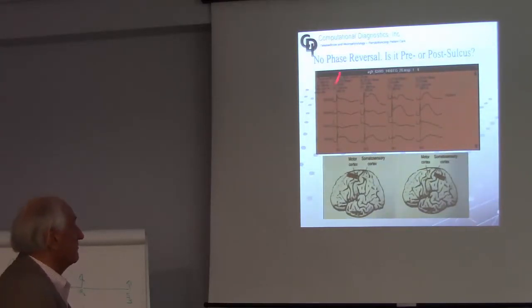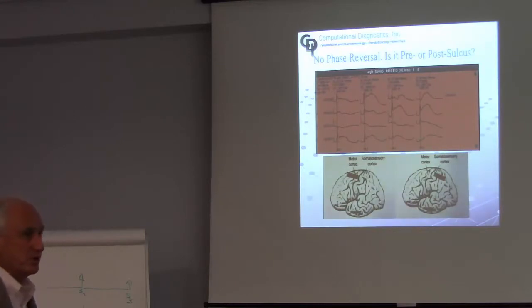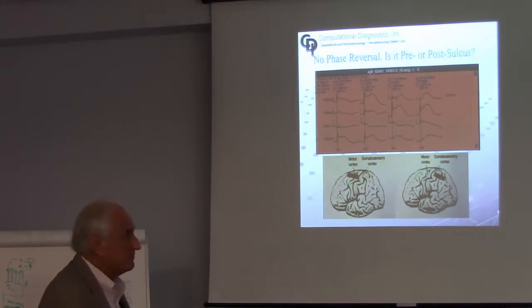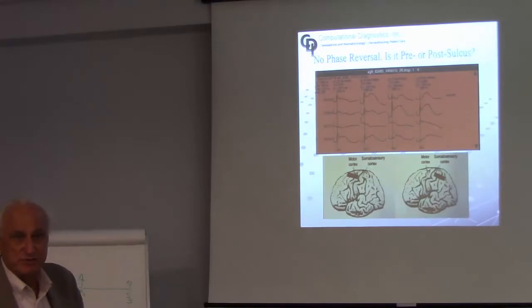And the question always comes up, no phase reversal, is it pre or post sulcus? So this is a big question, because you don't know. In many cases, you just don't know where the sulcus is and you want to identify it, but you don't know if you're totally pre-sulcus or totally post-sulcus. So that's one of the questions you've got to try to sort out. And so this is a situation in which you're all motor cortex, this is our little four contact grid, or all sensory cortex, this is our little four contact grid. In either of those situations, you won't see any phase reversal.